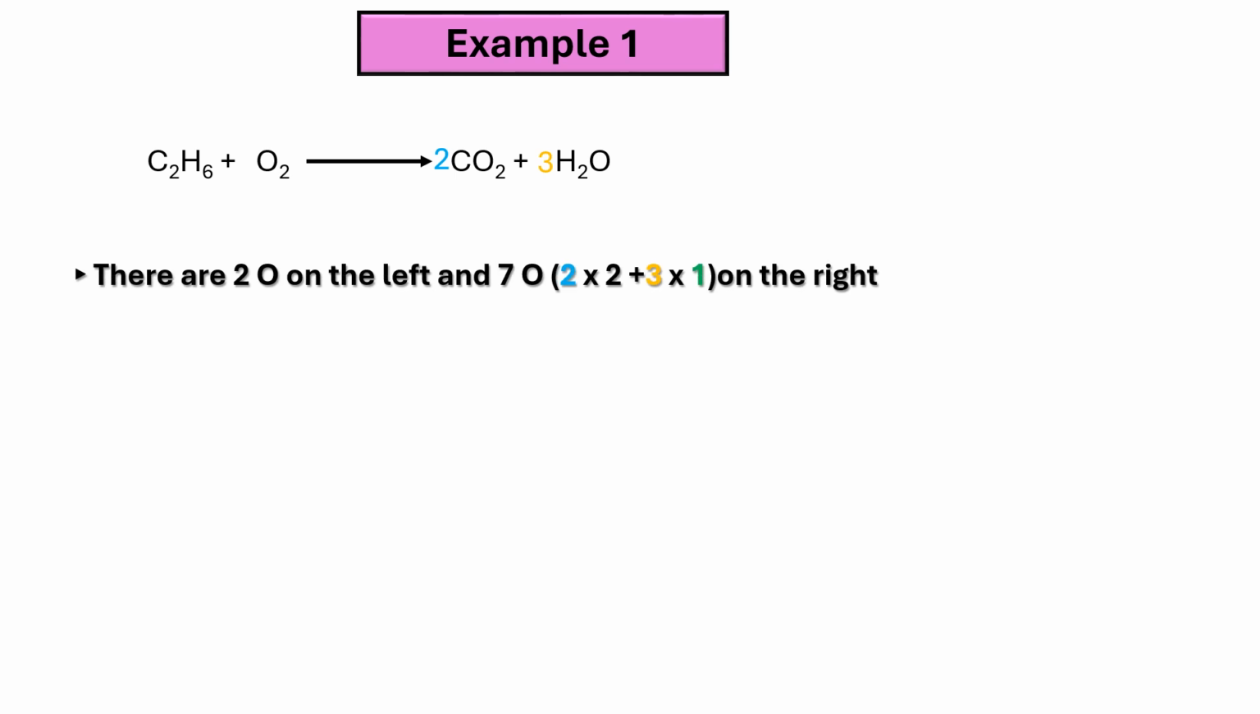Why do we say that? There are 2 oxygen on the left on the reactant side and 7 oxygen on the product side. Now it's going to be difficult to balance oxygen, right? So we have 2 oxygen here. 2 times 2 is 4 plus 3 gives us 7.